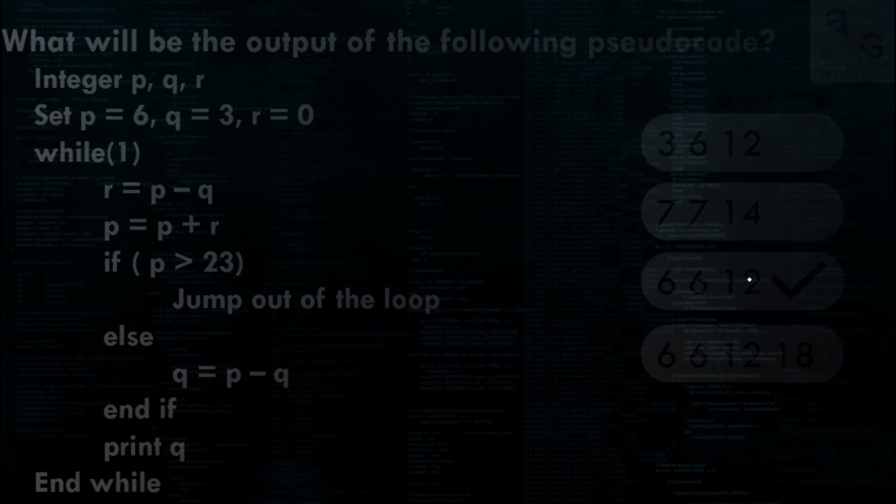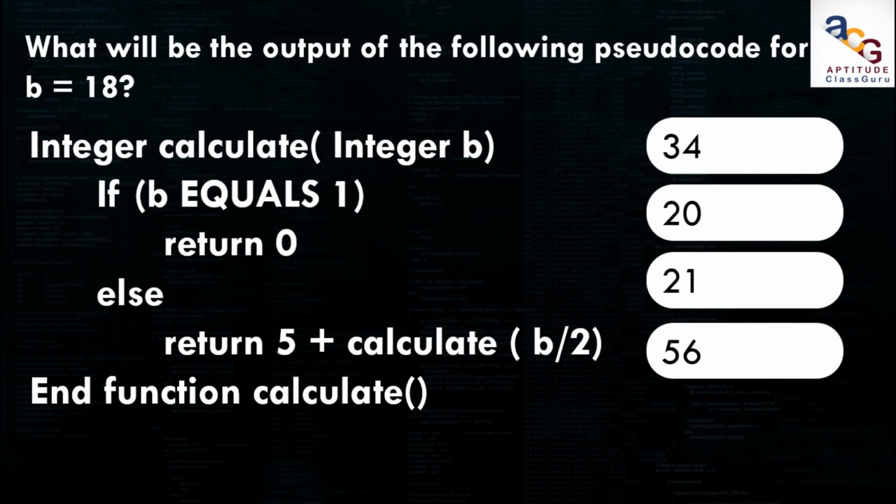Let's look at the next problem. What will be the output of the following pseudo code for b equal to 18? Integer calculate of integer b. If b equals 1, return 0, so if b equals 1, the program will end here. Else, return 5 plus calculate of b by 2. So again, the recursive function is the concept here.